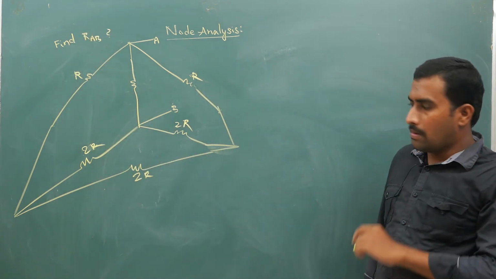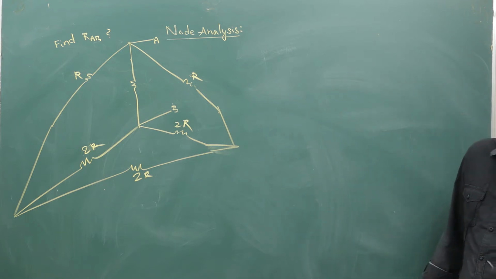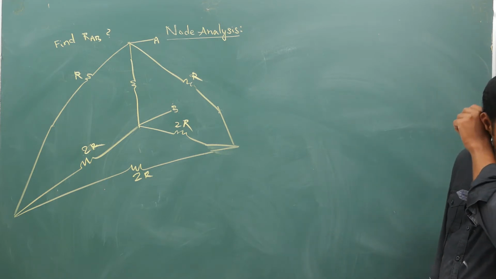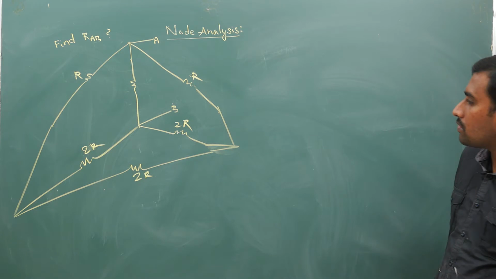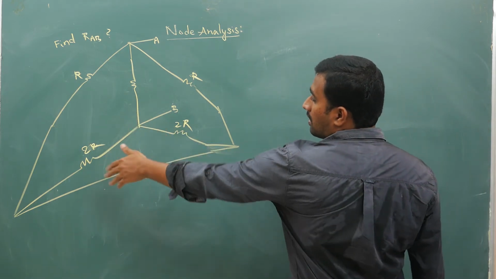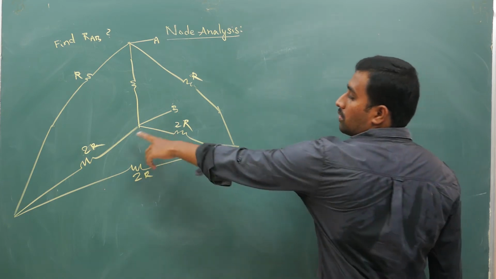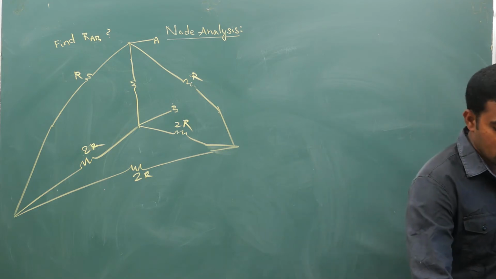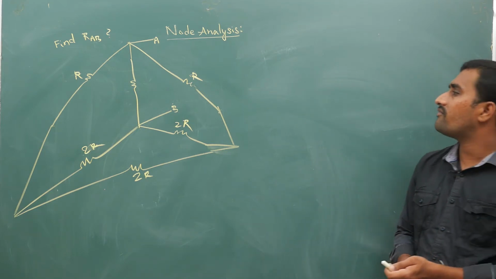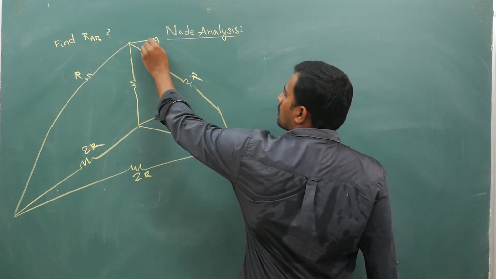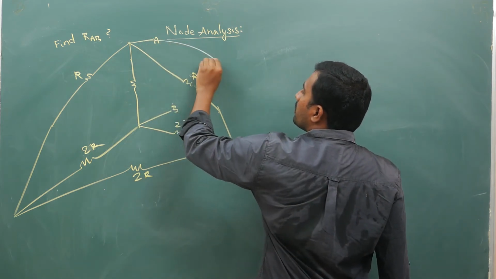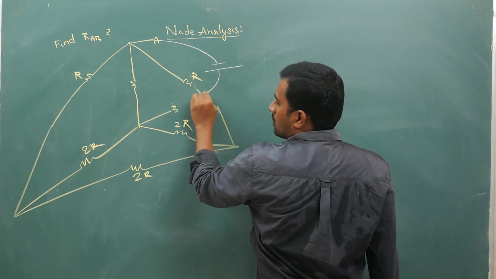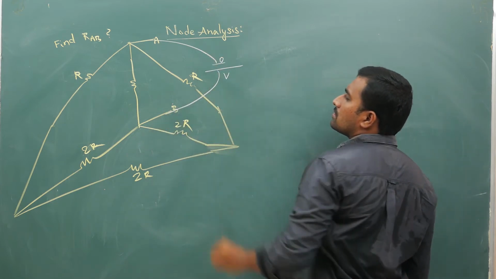Now this question can be solved by different methods. You can do delta to star conversion or star to delta conversion, draw the equivalent and then solve. But every time you will not remember the end results, so you can follow node analysis here. So now I am going to connect a battery like this. This is your V, this is your 0.